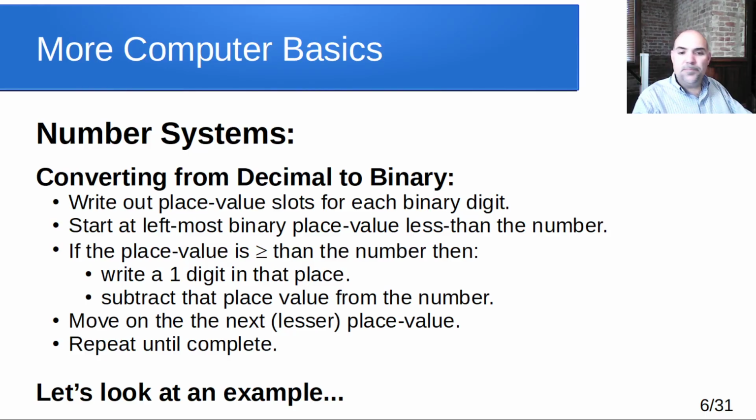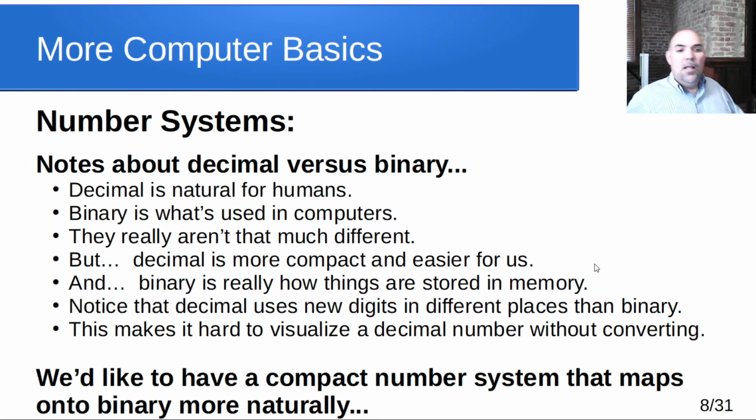And so we looked at an example. And now a couple quick things about decimal versus binary. Decimal is clearly natural for humans. It's what you're used to dealing with because you've been taught that your whole life. But binary is what's used in computers because it's natural for computers, since they store things with switches that are either off or on. But they really aren't that much different. They all have place values. You sum up the place values. The place value acts as a multiplier. You sum all of those up.